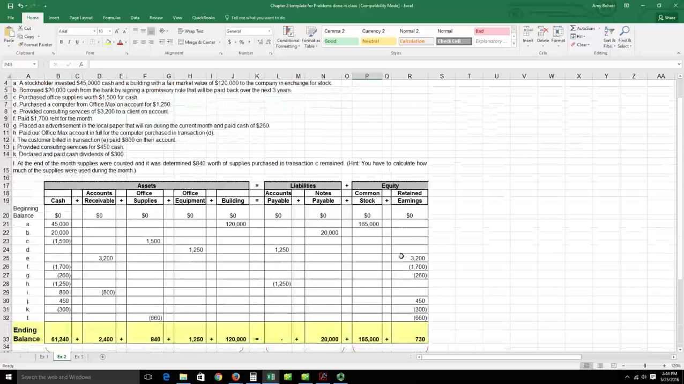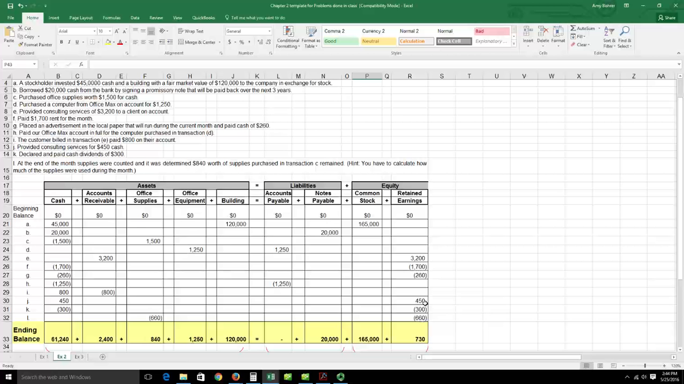Okay, just remember that this retained earnings column, anytime you've provided a service or you've sold something, that's going to be income coming into the business, and that increases your retained earnings. Anytime you pay something out that's a cost of the current month, it's going to be an expense, and that's going to decrease your retained earnings. And a dividend that gets paid out to an owner also decreases your retained earnings. So hopefully that helps.